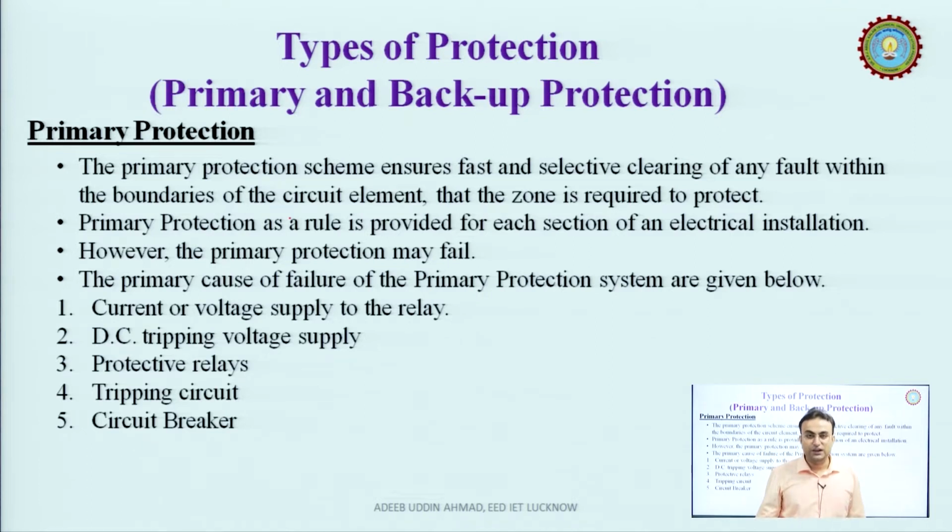Protective relays can fail, so that the fundamental duty and the fundamental property of the relay may be destroyed, and the relay will not act. After that, the tripping circuit may have some problem, and the circuit breaker may also have some problems. These are some of the problems. That is why the primary protection fails; somehow the primary protection does not work. So, if primary protection does not work, then the secondary protection is lined up.